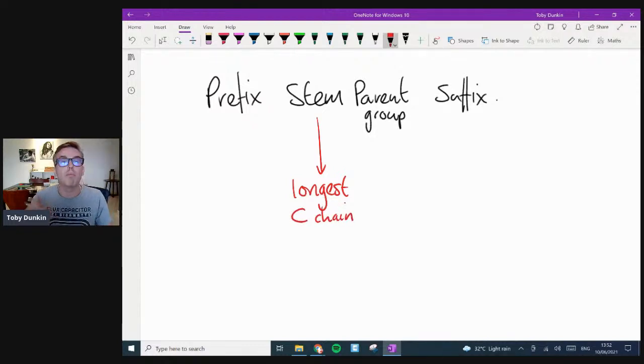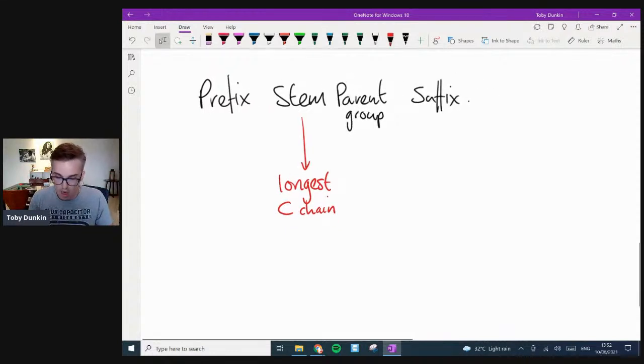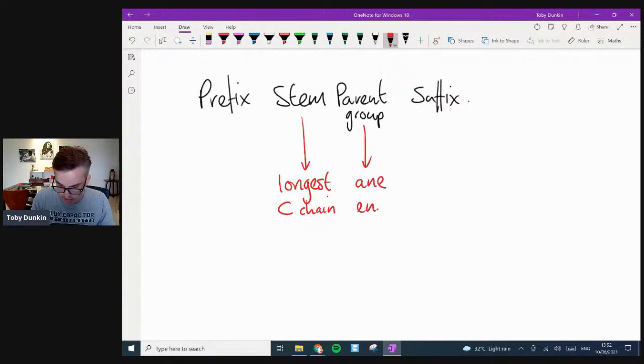Meth, eth, prop, but, pent, hex, hept, oct, non, dec, you get it. The parent group, which we've now also picked up, is ane, ene, or yne. So we have done the stem and parent group so far. That's what we have done.